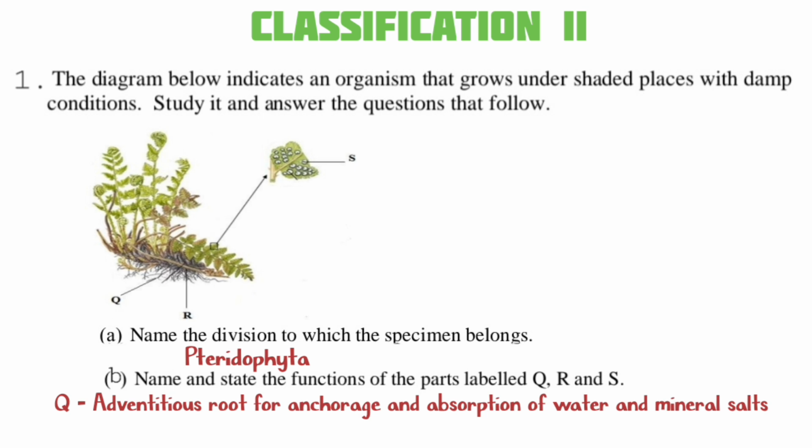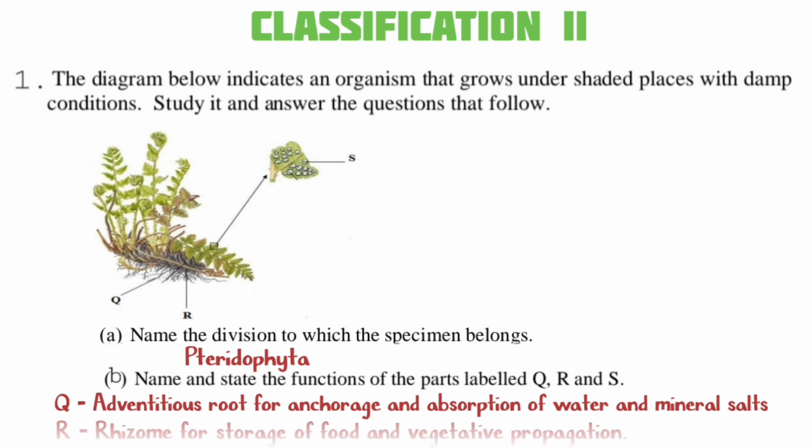Okay. Now, the second part is absorption of water and mineral salts. Another thing to remind you, students sometimes just write absorption, which is wrong. You have to specify that it's the absorption of water and mineral salts. Okay, so that is Q. Let us move on to R. Now, if we look at it, R is the rhizome. Let's pause there.